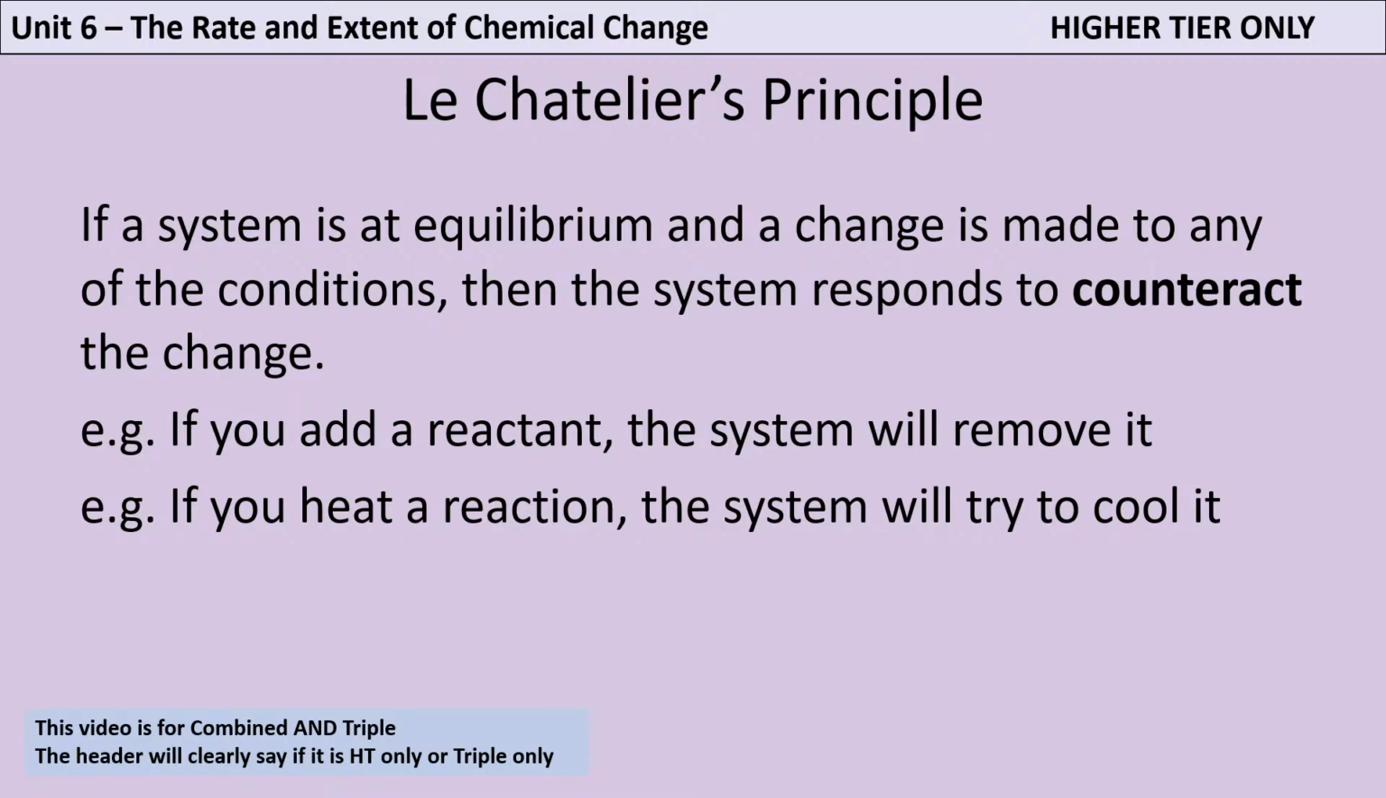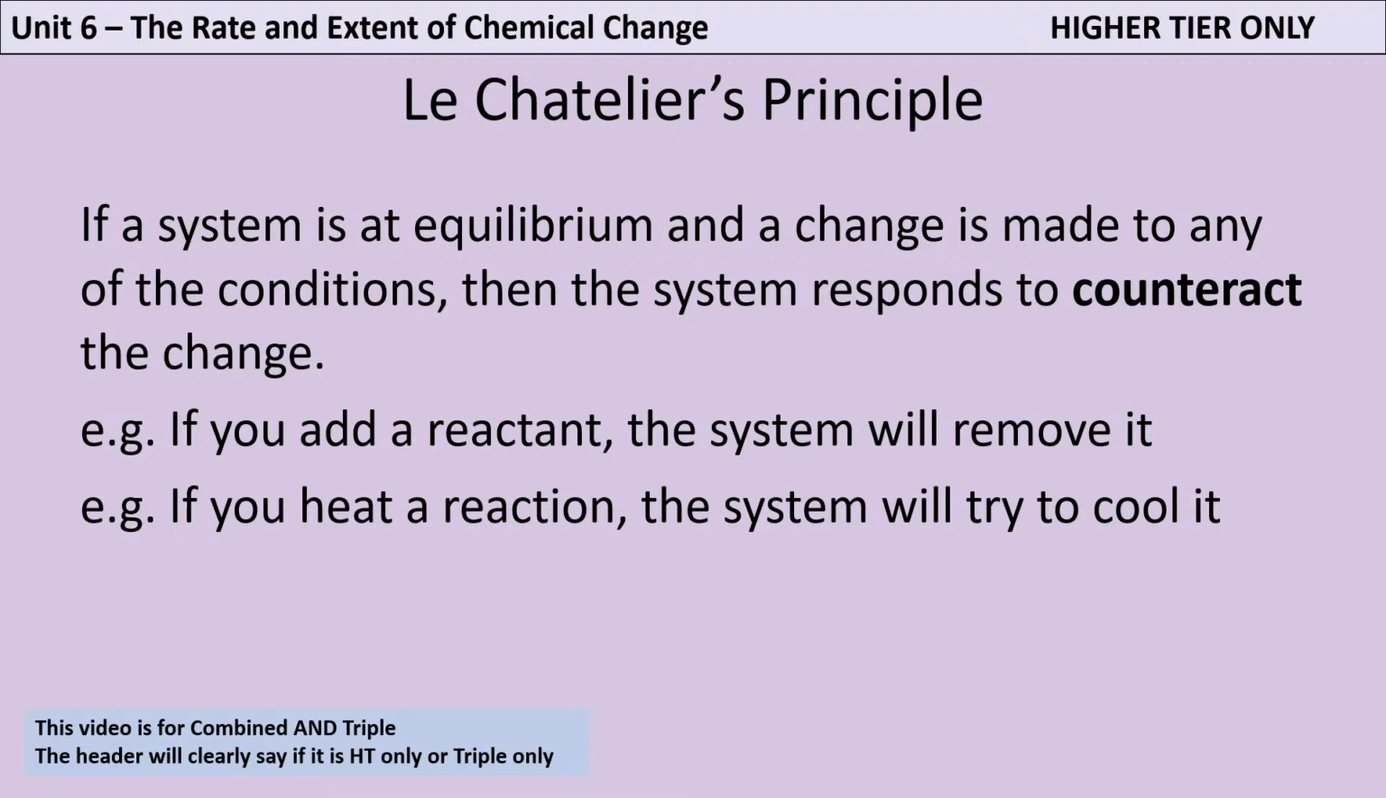Okay, so this is our first bit, which is just for higher tier. So it is combined science, you need it for combined science, but if you're taking the foundation tier papers, you don't need this bit. So if we've got a system that is at equilibrium and we try to change the reaction conditions, so it's no longer a closed system, then the system will respond to counteract the change. And this is called Le Chatelier's principle. So for instance, if you add a reactant, the system will remove that reactant. And if you heat up the reaction, then the system will try to cool it down.